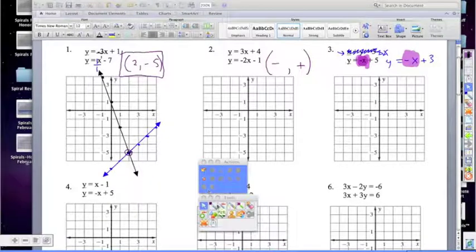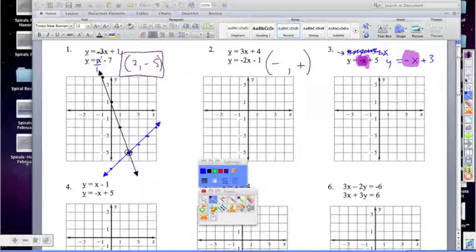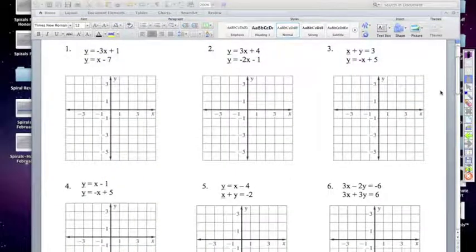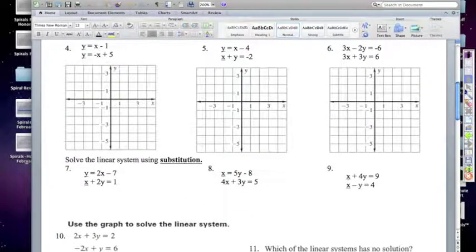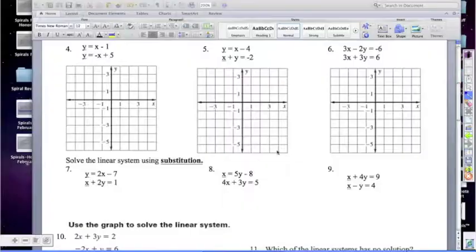Going ahead and scrolling down, we need to go over 4, 5, and 6. Some will give hints, some will actually go through.